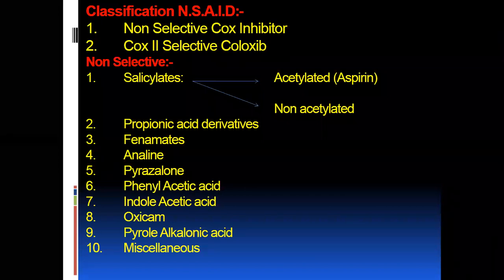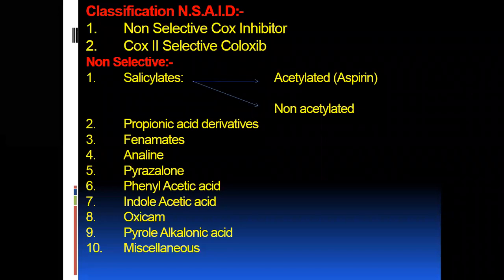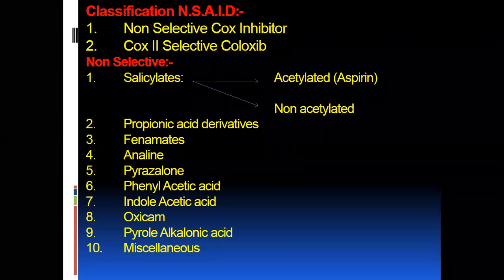Now, the second group of drugs is COX-2 selective inhibitors. I will tell you about these later. First of all, the mechanism of action of all these drugs.